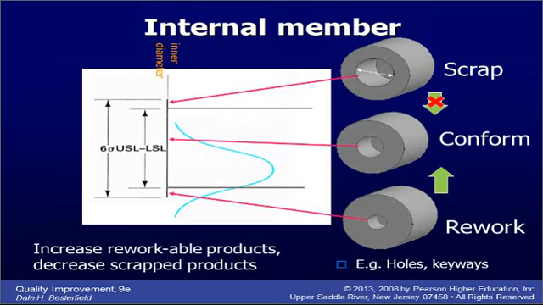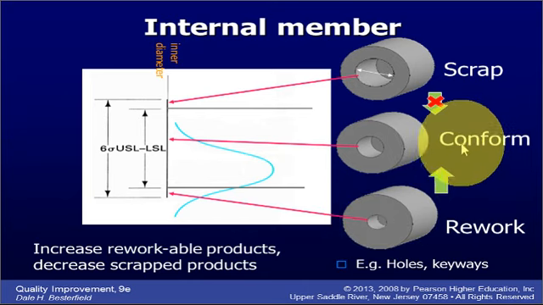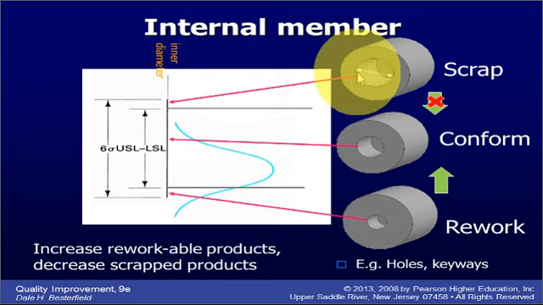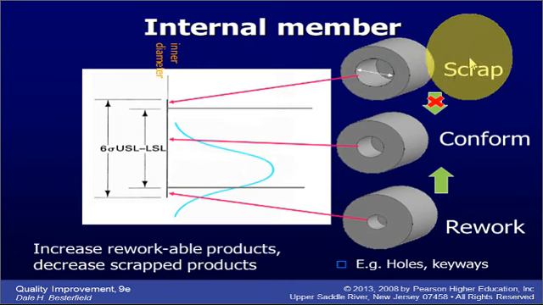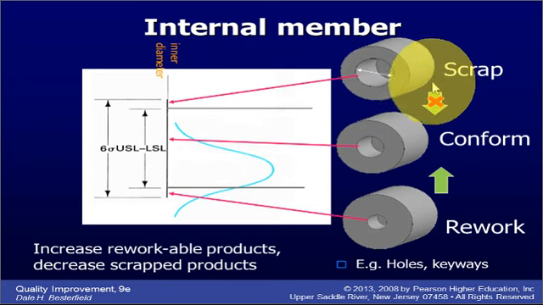For the products that are produced as an internal member, we want to shift the average of our process capability to a lower side, because if you have a lower inner diameter, you can still rework it to be a conforming product. But for those with larger inner diameter, you cannot rework them. They have to be discarded. They have to be scrapped.